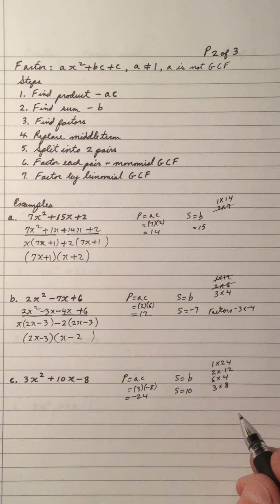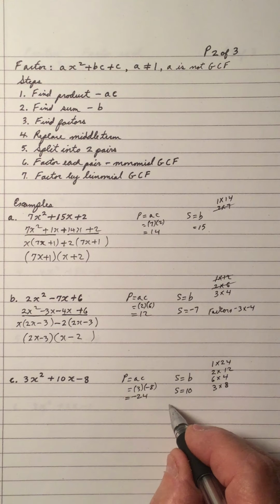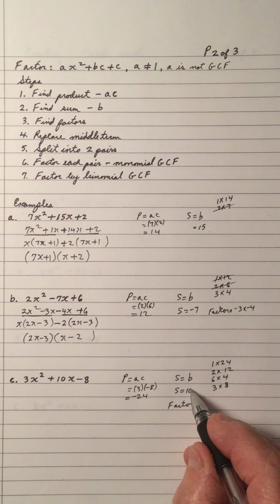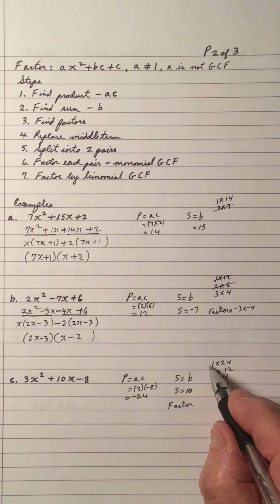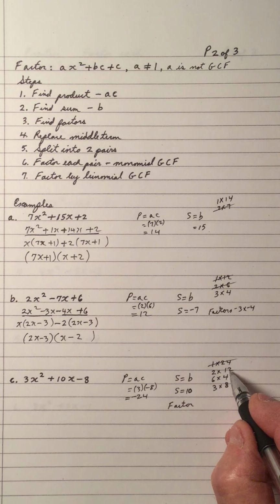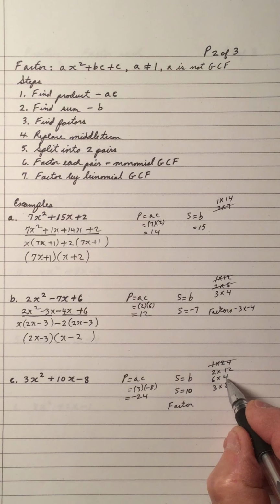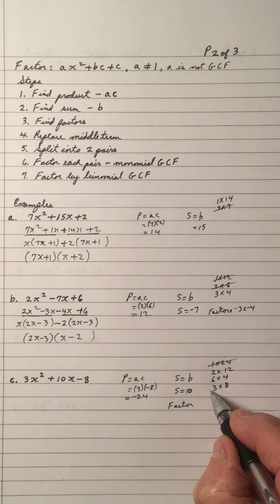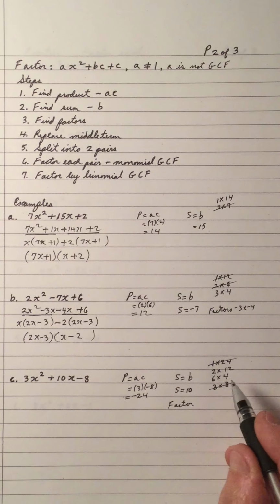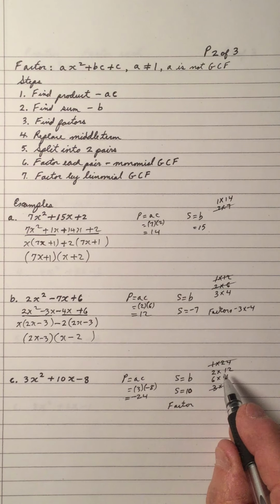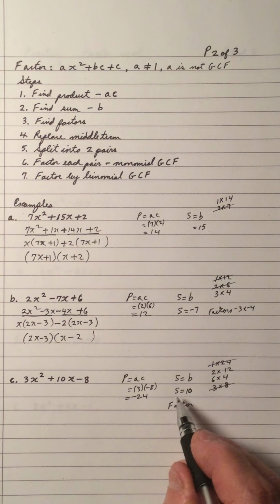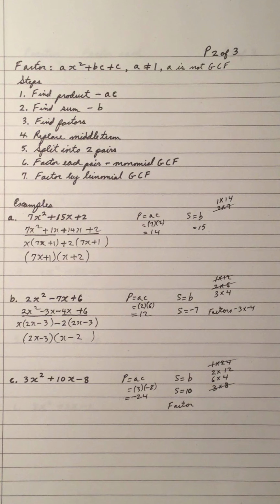Now, we have to find the factors. What are the factors we want to use? Well, we have a sum of 10. 1 and 24 will never give me a 10. 2 and 12 will give me a 10. 6 and 4 will give me a 10. 3 and 8, if I add, will give me 11 or a 5. So it's one of these two. But I have to multiply to give me negative 24 and add to give me a 10.